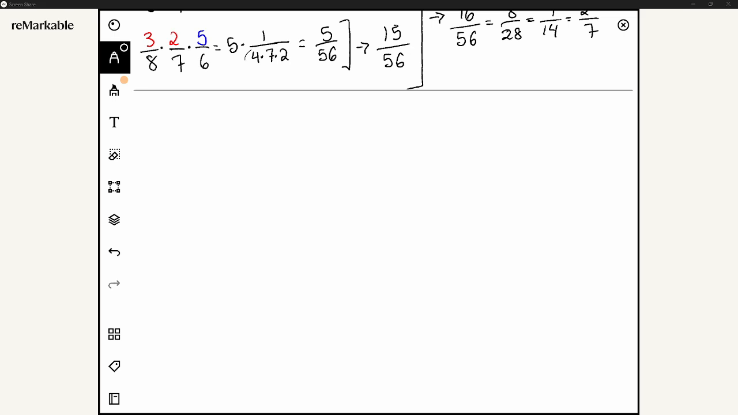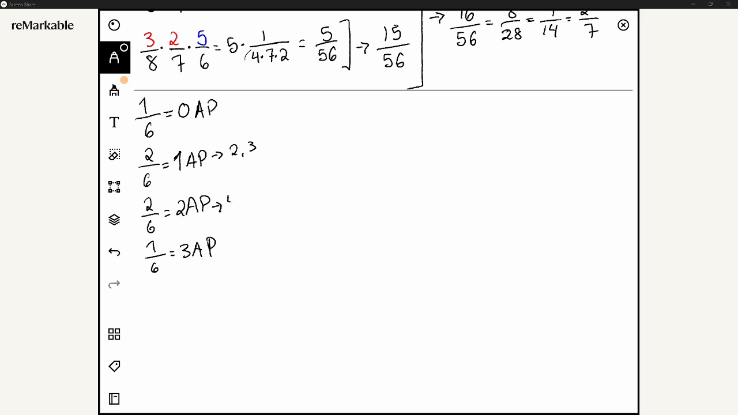Here's why. So we have a 1 out of 6 chance to get 0 AP. We have a 2 out of 6 chance to get 1 AP. And we have a 2 out of 6 chance to get 2 AP, and a 1 out of 6 chance to get 3 AP, right? And this is going to cover a roll of 2 or 3. This is going to cover a roll of 4 or 5. This obviously covers a roll of 1, and this covers a roll of 6.